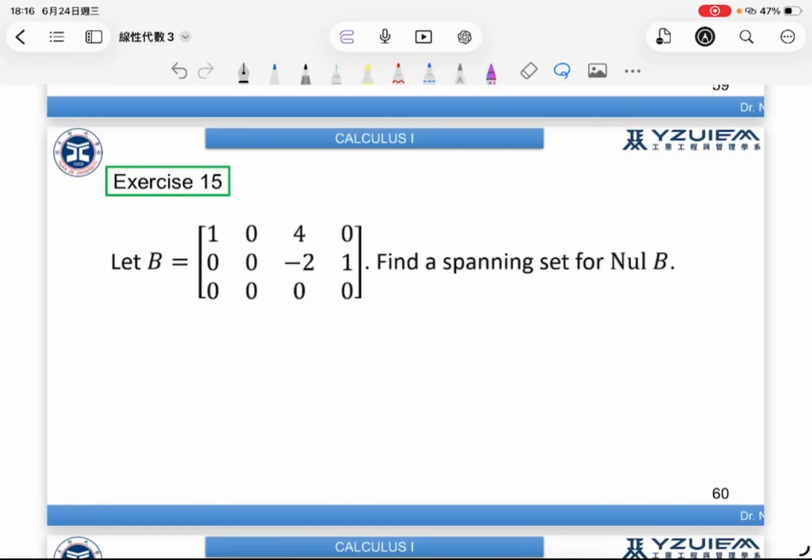Exercise 15. Find a spanning set for Nul B. That means we need to solve the equation Bx equals 0. From the matrix, we get two equations. The first equation is x1 plus 4x3 equals 0. The second equation is negative 2x3 plus x4 equals 0. So x1 equals negative 4x3 and x4 equals 2x3.